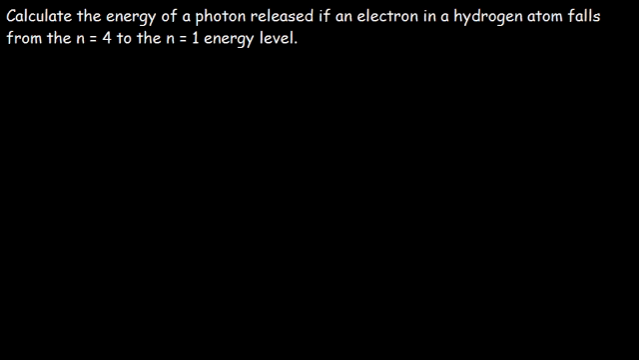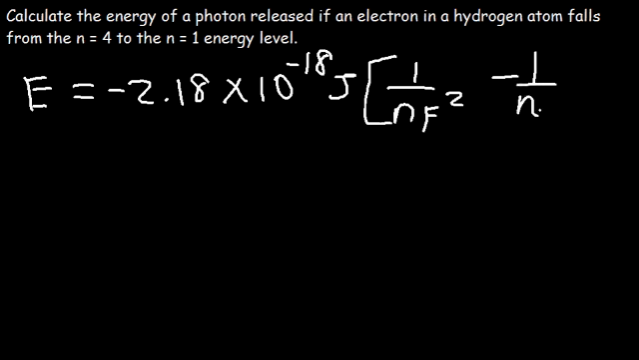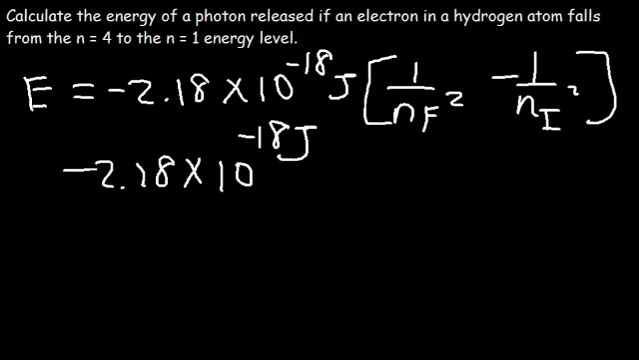Try this problem. Calculate the energy of a photon released if an electron in a hydrogen atom falls from the 4th to the 1st energy level. So let's use this equation. And all we've got to do is simply plug in the values into the equation. It's not bad. You just have to know this equation. So we need to know what n final and n initial is. The initial energy level is 4. The final is 1. So it's going to be 1 over 1 squared, which is 1, minus 1 over 4 squared.